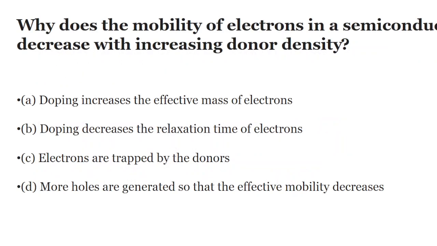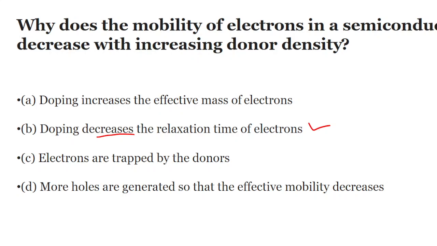The next question is, why does the mobility of the electron in the semiconductor decrease with increasing donor density? Option A, doping increases the effective mass of electrons. Doping decreases the relaxation time of electrons. Electrons are trapped by the donors. D is the more holes are generated so that the effective mobility decreases. So mainly doping is a process of adding some impurity to make it as a good conductor. So doping decreases the relaxation time of the electron.